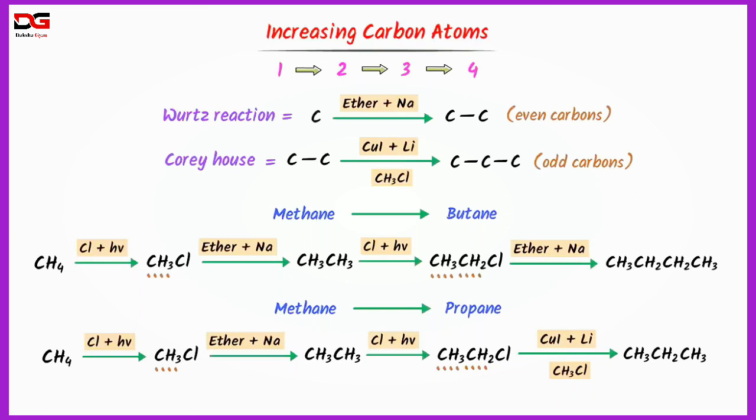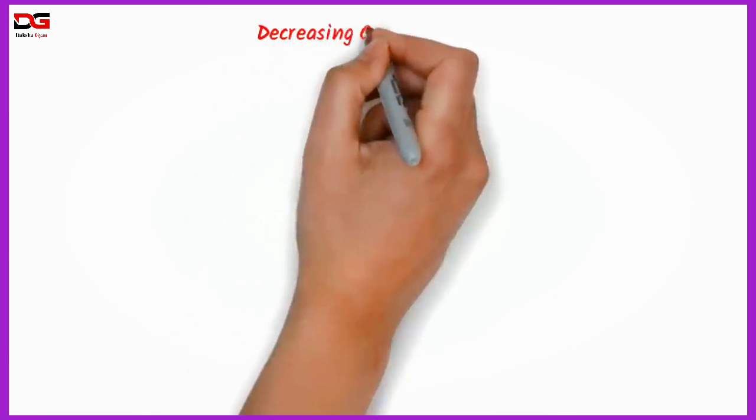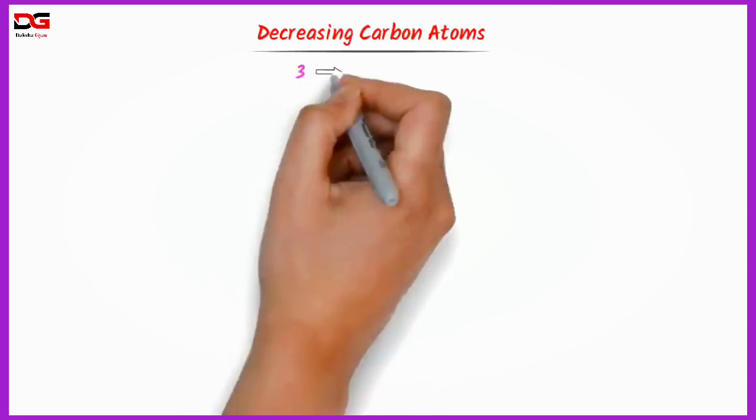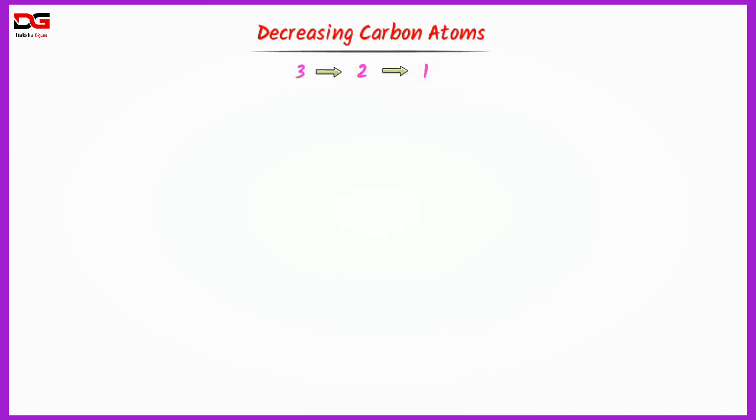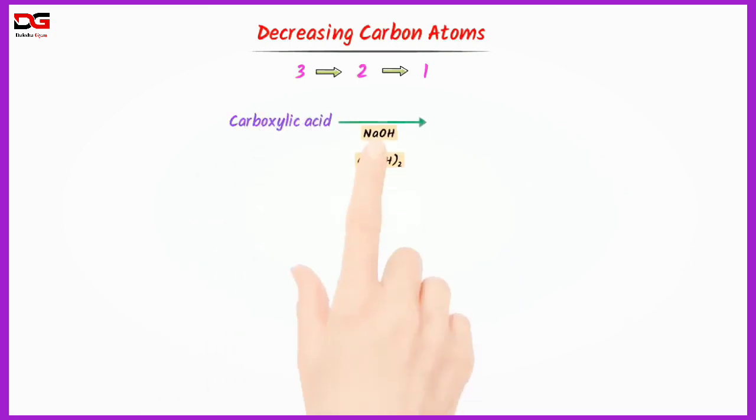Now the second type of conversion reactions are decreasing carbon atoms. In such type of conversions, the number of carbon atoms decreases, like 3 to 2 or 2 to 1. Here, remember this important conversion, which I will use. If we add soda lime to carboxylic acid, it will convert to alkane.